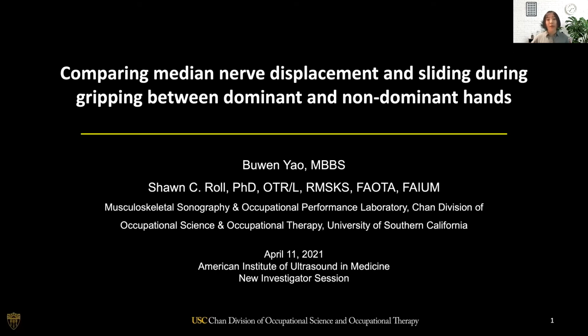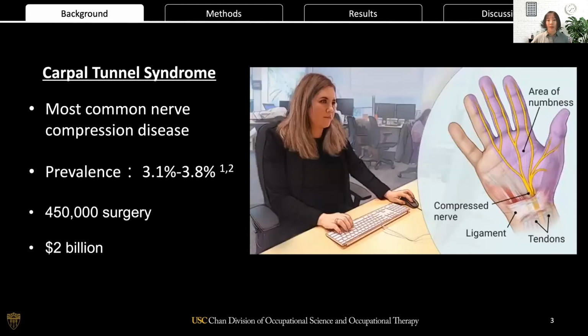Today I will introduce our study that compares median nerve displacement and sliding during gripping between dominant and non-dominant hands. Carpal tunnel syndrome is the most common nerve compression disease. It has a high prevalence and it is very costly.